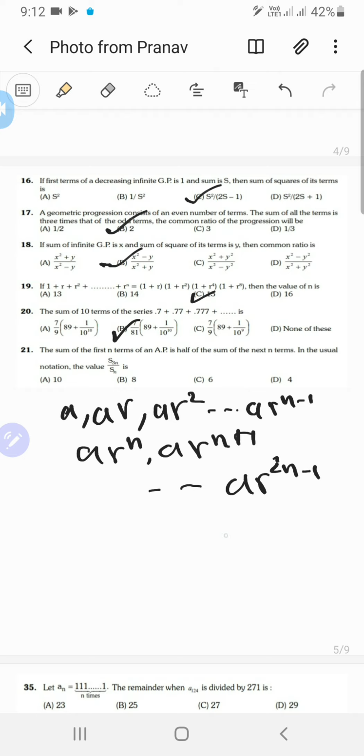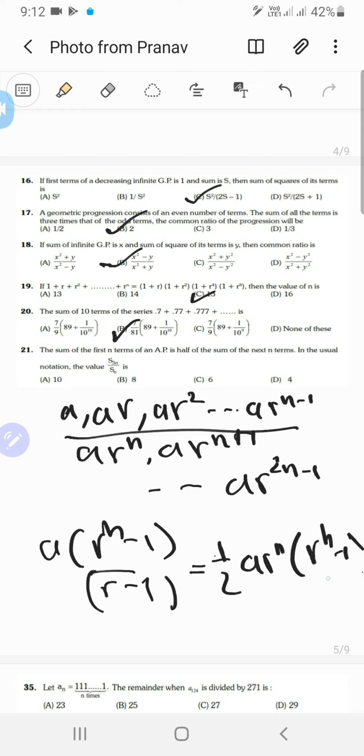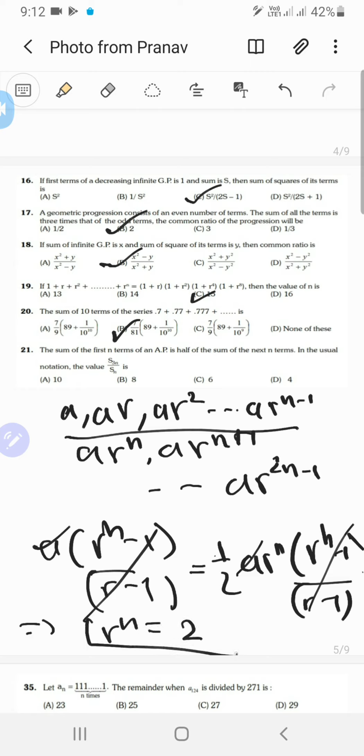So these are the next n terms. So the sum of these terms, what is that going to be? That's going to be a times r to the n minus 1 upon r minus 1. Is that half the sum of the next n terms? So half a times r to the n, the first term, times r to the n minus 1 upon r minus 1. So this cancels, this cancels as well. So you have r to the n equals 2. Not bad.